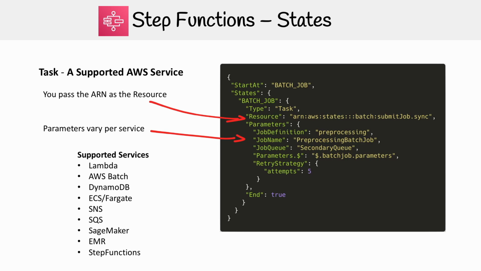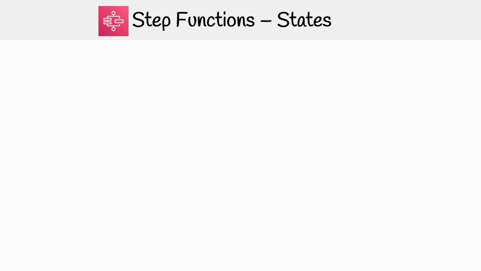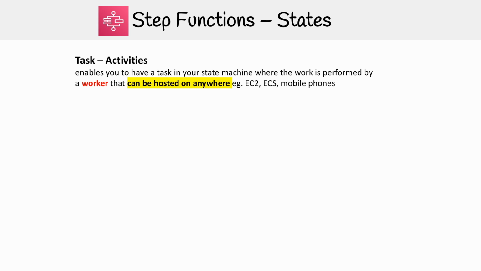I wouldn't be surprised if EventBridge is in this list as well. But this list isn't that important, because the core ones you need to know are ECS, Fargate, Lambda, and probably Batch. And then the last case for task states are activities. These are a little bit more complicated. This allows you to have something doing the work outside of AWS or just hosted somewhere else. So ECS, EC2, ECS, and mobile phones.